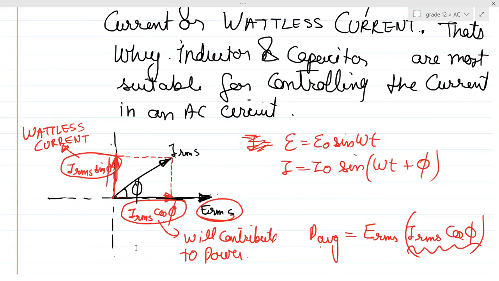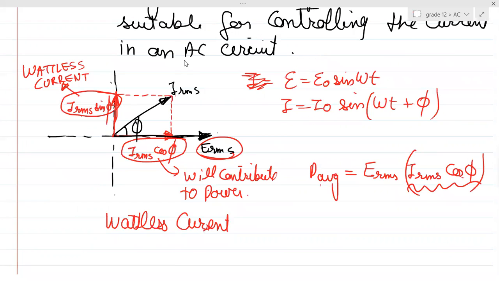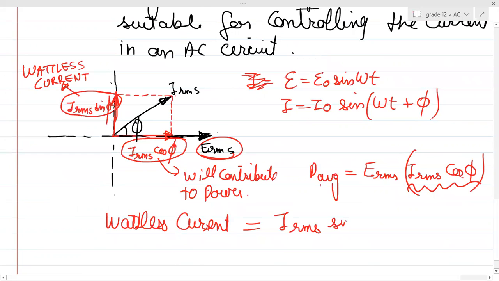And we know the power formula. Average power is ERMS into IRMS into cos phi, right? So this component IRMS cos phi is the component which will contribute to the power, whereas IRMS sin phi does not contribute anything. Hence, this is called the wattless current. If someone asks what the wattless current in an RLC series circuit is, it is whatever is given, basically IRMS sin phi. Is this clear?